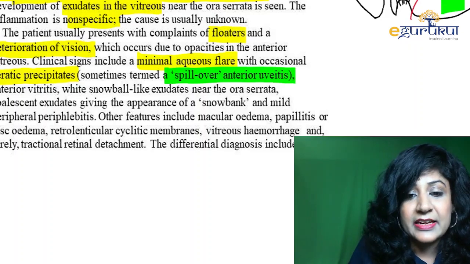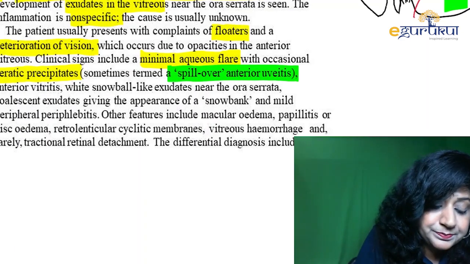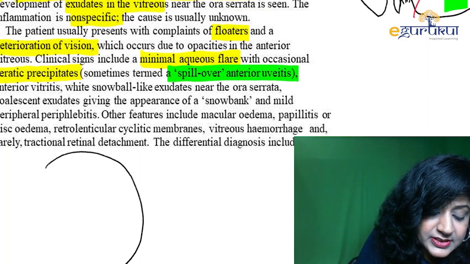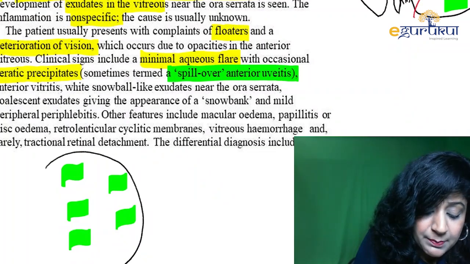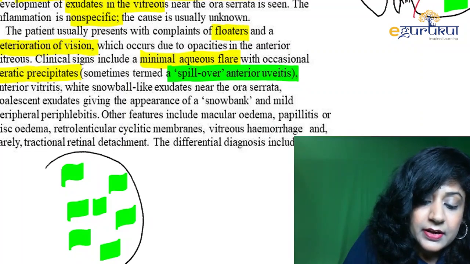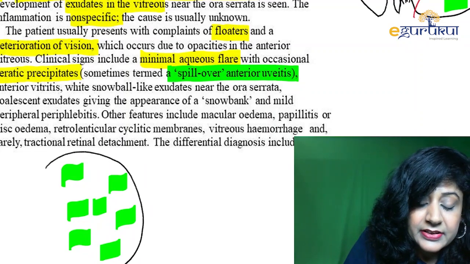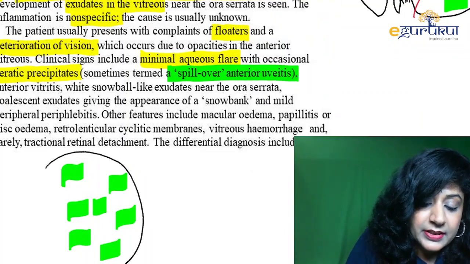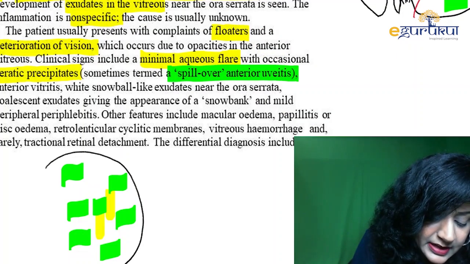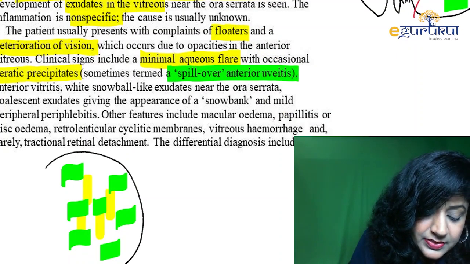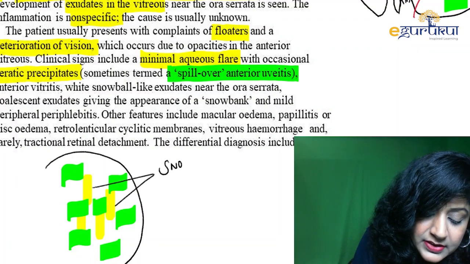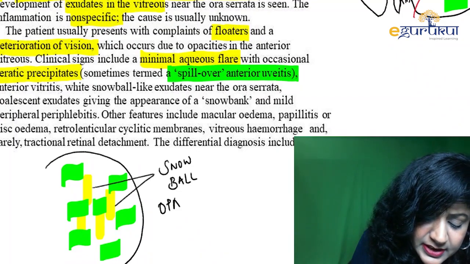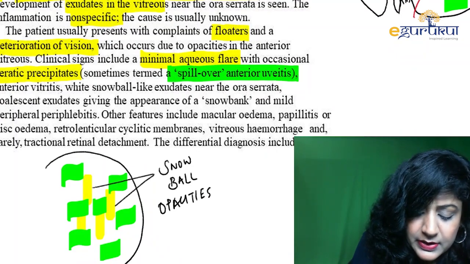And if you look at the signs, because we have inflammatory cells in the vitreous cavity, suppose this is your vitreous cavity, what will happen? The exudates will be collected, they will be forming clumps in the vitreous cavity. So we have these clumps in the vitreous cavity. These clumps are actually called snowball opacities. Again, a very important sign of pars planitis.